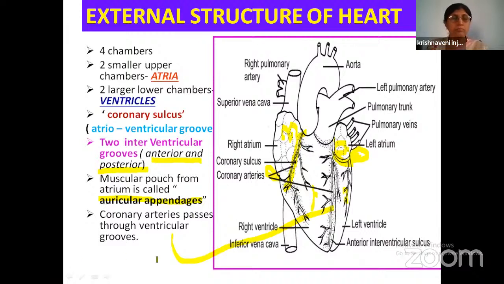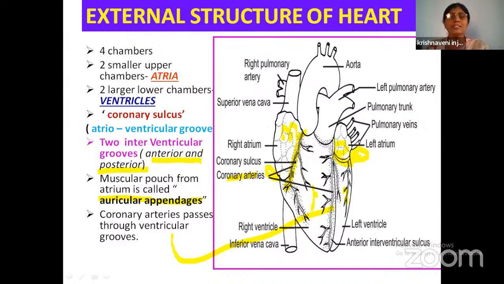Next, the coronary arteries pass through the ventricular grooves. What are those coronary arteries? They start from the coronary valves. So the coronary arteries pass through the ventricular grooves. See, these are the coronary arteries. Here, the labeling is there. You are able to watch these lines. These are the coronary arteries. They are passing through the grooves.